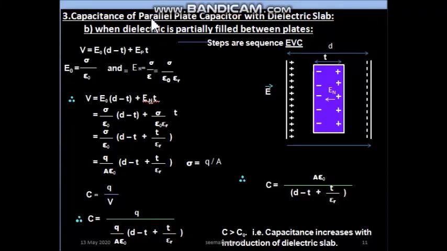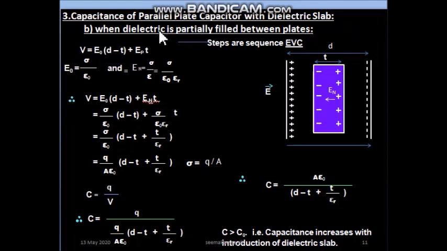Now we have the second derivation of parallel plate capacitor, in which in place of air now we have taken a dielectric slab between the plates. Now this derivation of dielectric slab is also divided into two parts. Initially the dielectric slab is partially filled between the plates, and in the second part, in the next sheet, we will understand completely filled between the plates.